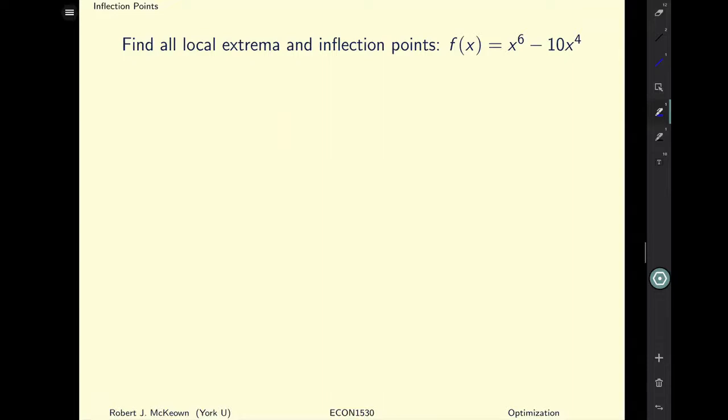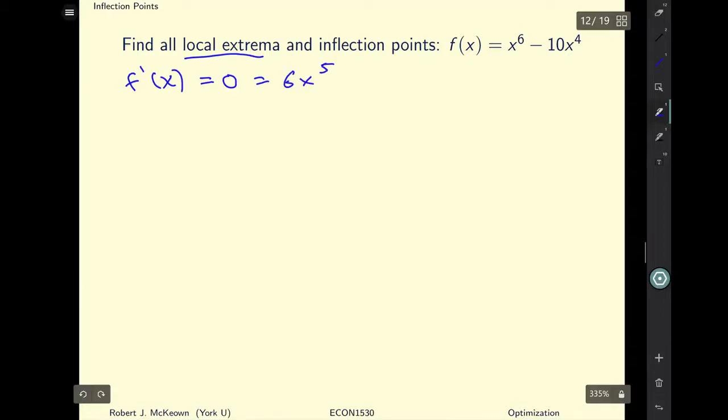Let's find all local extrema and inflection points with this. So I'm going to start with the local extrema first, which means I want to take the first derivative of this thing, and I want to set it equal to 0. And that's going to give me 6x to the power of 5 minus 10 times 4 minus 40x cubed.